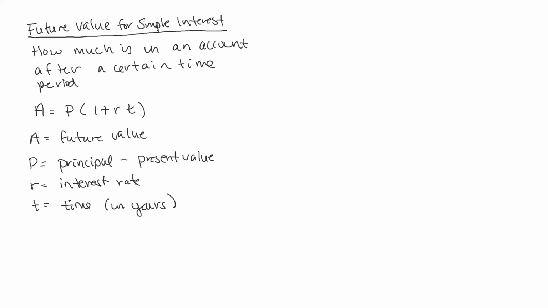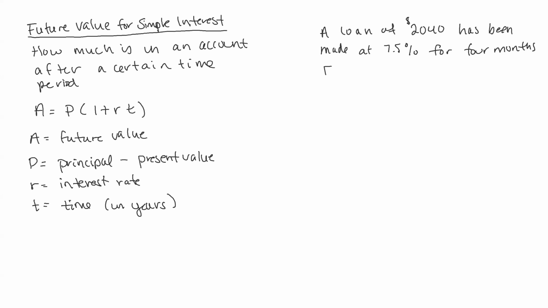Okay, we have a loan of $2,040 that has been made at 7.5% for 4 months. Find the loan's future value. Now, this could be confusing because you have 4 months instead of like a year or 2 years or whatever. So time is months, 4 months.